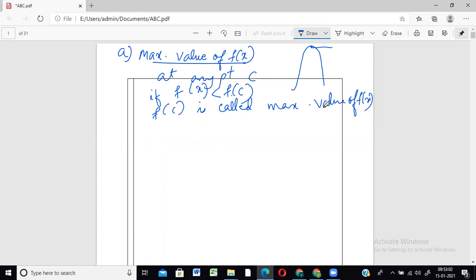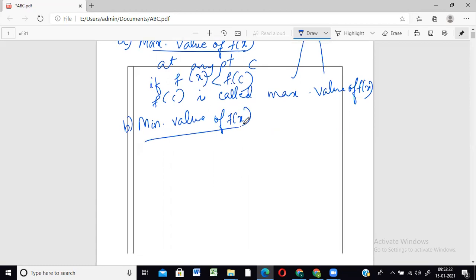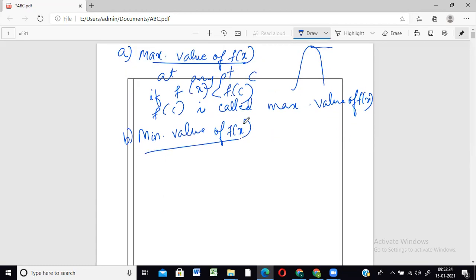Likewise, the same thing goes for minimum also. One more extra thing I wanted to tell you, we'll come to that when the time comes. The next one is minimum value of f of x. What do you think it will be? Exactly the opposite of what we did for maximum, correct? Minimum value means this is the place where the function is taking the lowest value. Suppose this point is c.